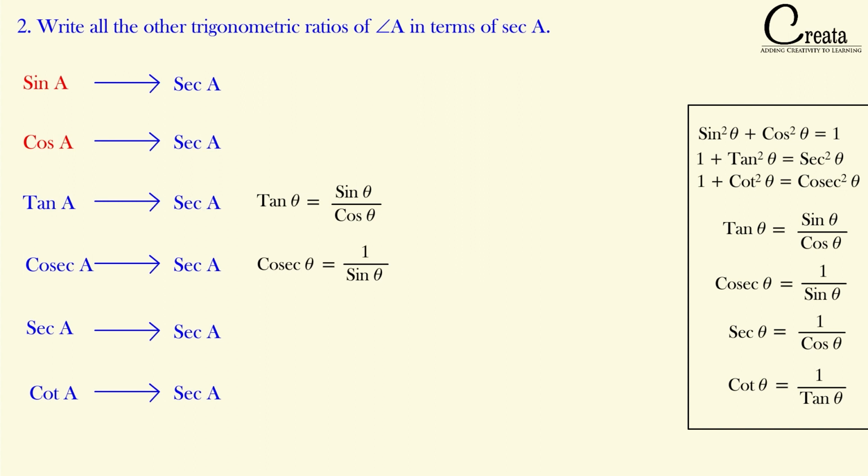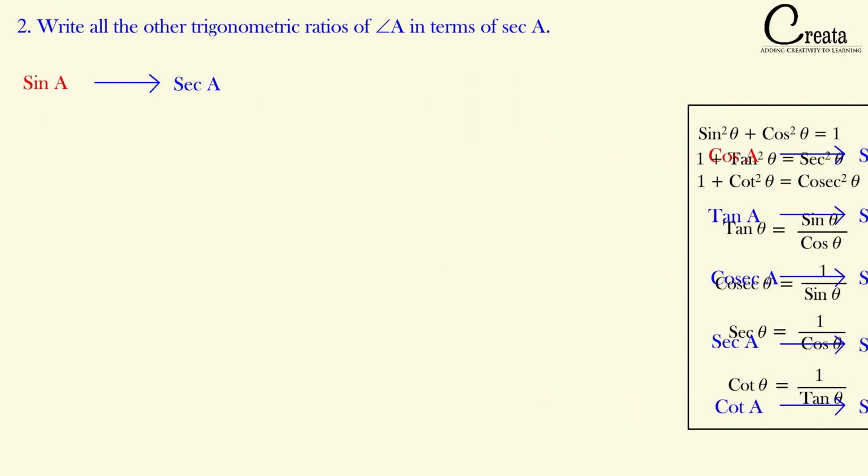Sec is already expressed in the terms of sec. And cot is the reciprocal of tan. That is, cot is equal to 1 upon tan. So basically, we will find only the value of sine and cos. Other trigonometric ratios will follow automatically. So let's proceed and let's start with the value of sine.